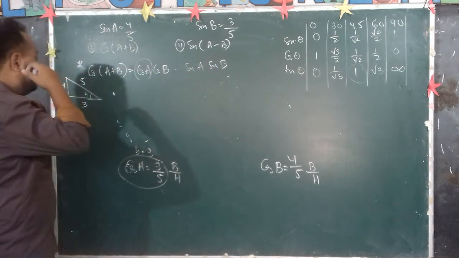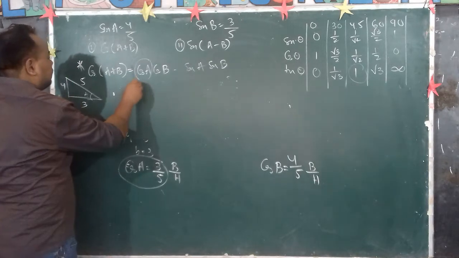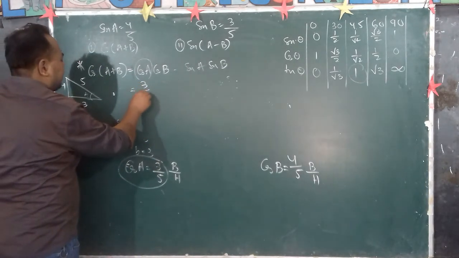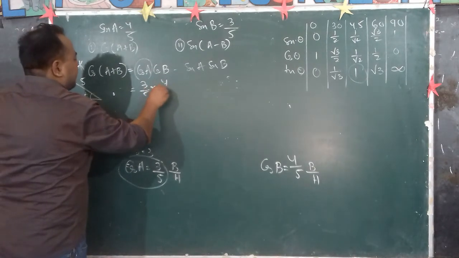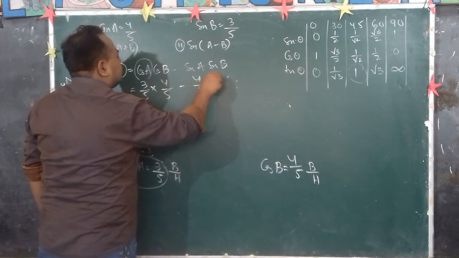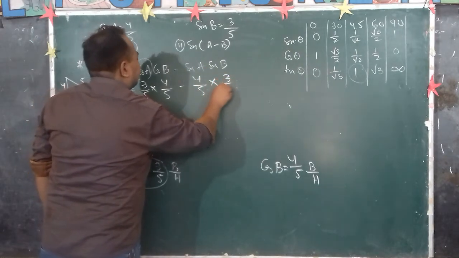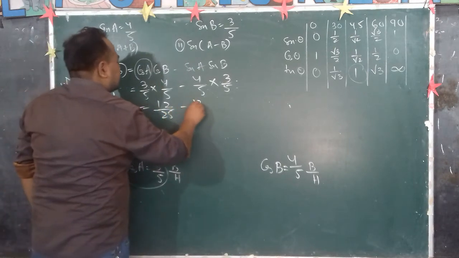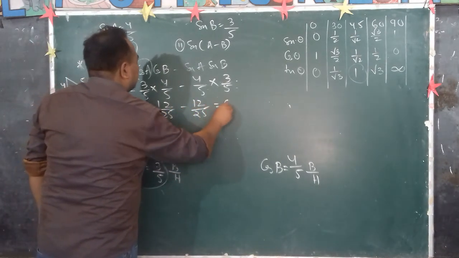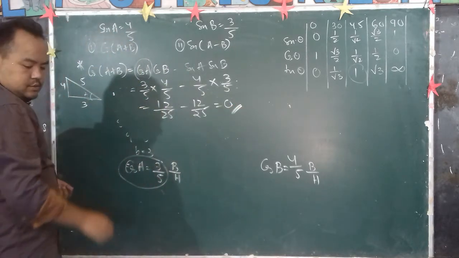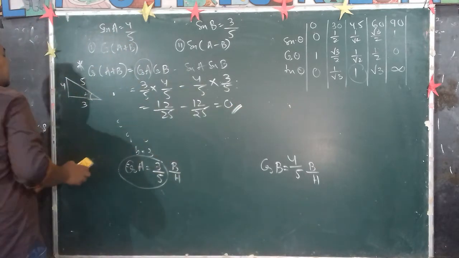Now you can simply put the value. So what is cos A now? Cos A you got to be 3/5. What is cos B? 4/5, minus what is sin A? 4/5, into what is sin B? 3/5. So what do you get? 12/25 minus 12/25, and that is equal to 0. So the first part of the question, the value is 0.